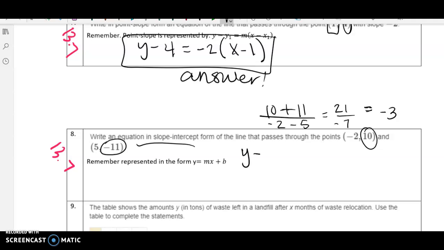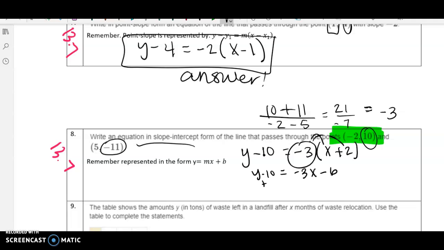So we have y minus, and I'm just going to use my first set of points. This is like we just learned in 13.7. And so y minus 10 equals negative 3, parentheses x plus 2. And now we're going to bring this 3 through because they want it in y-intercept form. And now we add 10 to both sides. And remember, we only add it to the terms that don't have an x on it. So y equals negative 3x plus 4 is our answer there.